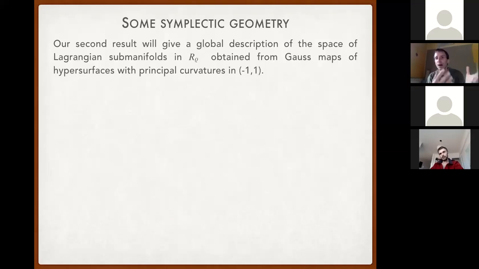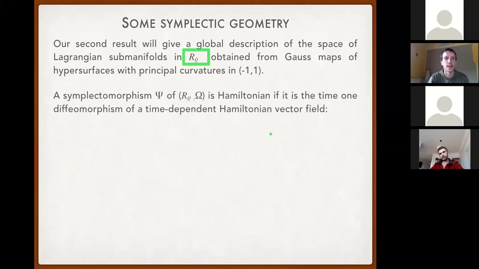Somehow our first result was a sort of recipe to decide whether an embedding in R^{2n}, again, our embeddings are Lagrangian submanifolds, comes from a hypersurface in the nearly-Fuchsian manifold. Just compute the Maslov class and see if it vanishes or not. Now, this second result will try to give a more global description of all the submanifolds which arise in this way. And for this, I need to say what is the notion of a Hamiltonian symplectomorphism.